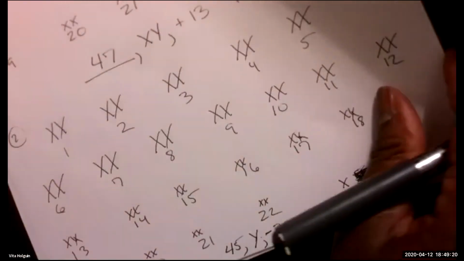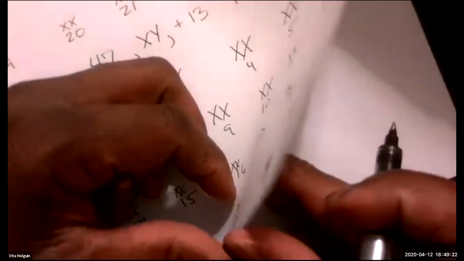All right, ready for number 3? Here we go. Let's do number 3. Let me flip over my paper here. All right, so number it just like before. Do your 1 to 23, and then I'm going to tell you what you're drawing.